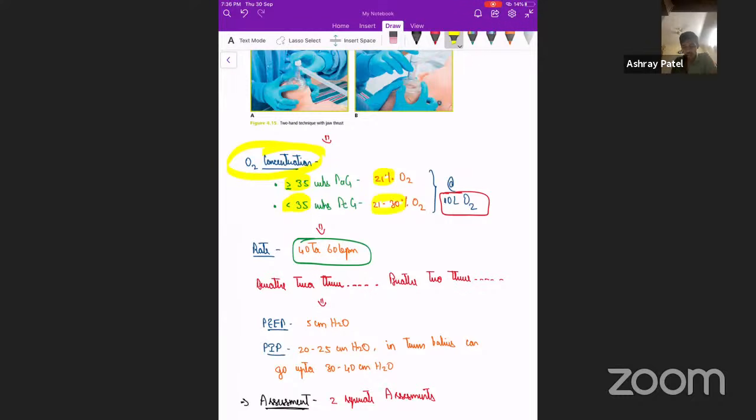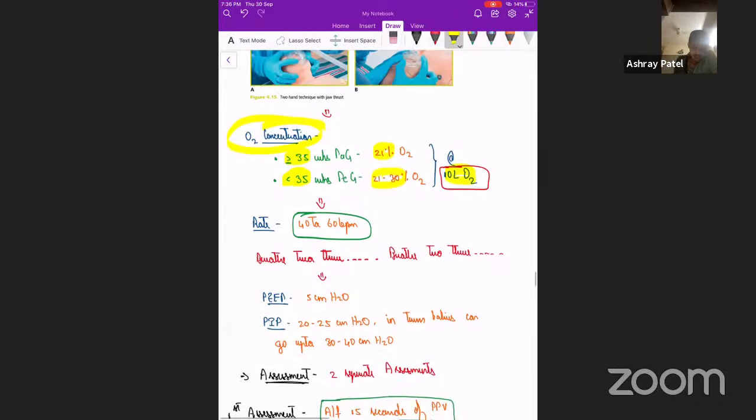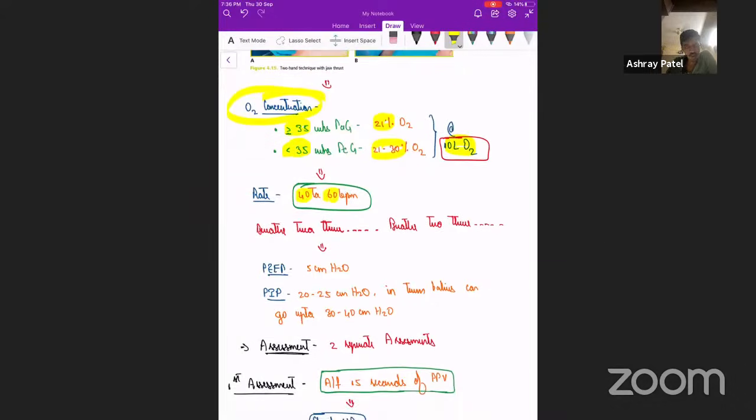Okay, and both the things, the flow, the rate of flow will be 10 liters of O2 itself. Next, what is the rate at which this positive pressure ventilation has to be given? That is nothing but 40 to 60 breaths per minute. Okay, now how do we know it is going at 40 to 60 breaths per minute?